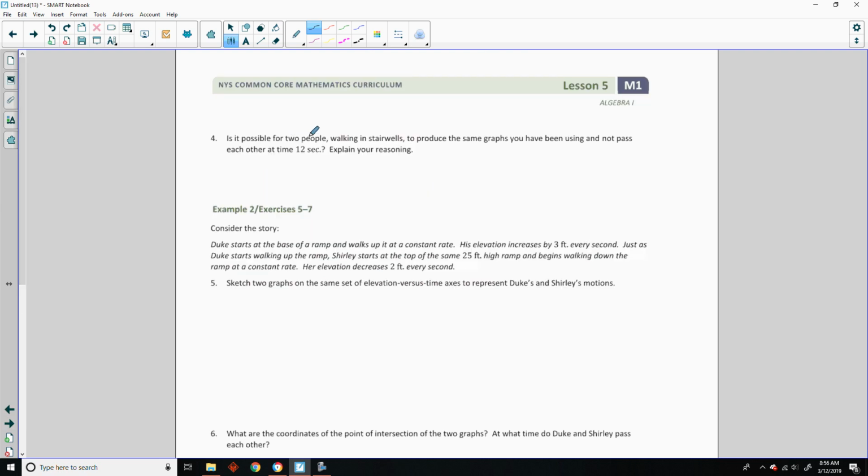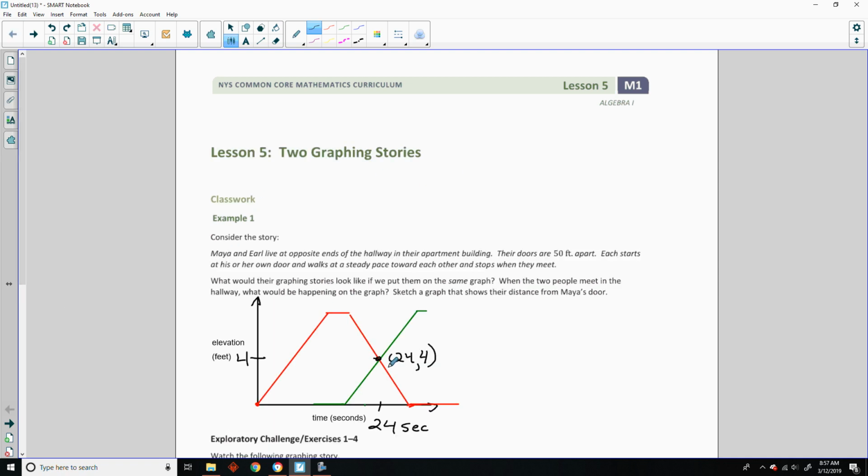Number four. Is it possible for two people walking in stairwells to produce the same graphs you have been using and not pass each other at time 12 seconds? Explain your reasoning. So in this case, yes, it is possible. It says walking in stairwells, it's missing one component: walking in the same stairwells. So if they're walking in two different stairwells, then their graphs could appear to be the same as our graph, but then not ever intersect. So they would have to be graphed on separate graphs because they would never have met. They would have been at the same elevation, but in two different locations in the world. So they would not be graphed on the same graph.